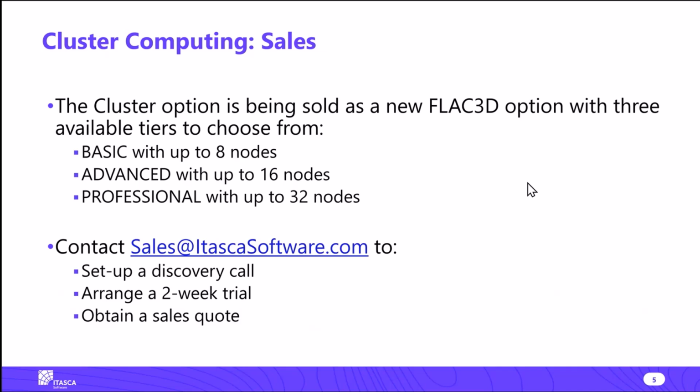In terms of licensing, the cluster option is being sold as a new FLAC3D option with 3 available tiers to choose from. Basic, which gets you up to 8 nodes, Advanced with up to 16 nodes, and Professional with up to 32 nodes. And just to clarify, you essentially need 1 license for each master node. So if you have a Professional with up to 32 nodes, you do not need 32 licenses. You simply need 1 license, assuming you're running one large model over those 32 nodes.